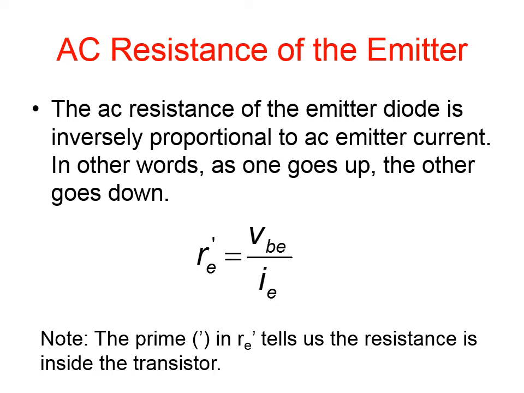So we define the AC resistance of the emitter diode as inversely proportional to the AC emitter current. In other words, as IE goes up, RE goes down. The AC resistance is written as RE with a little prime on it. The prime tells us the resistance is inside the transistor. We're going to use this later on when we model transistors. We're going to analyze them by modeling them, so this resistance will play a key role.